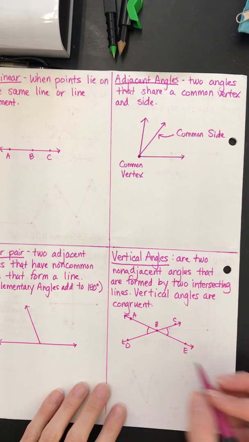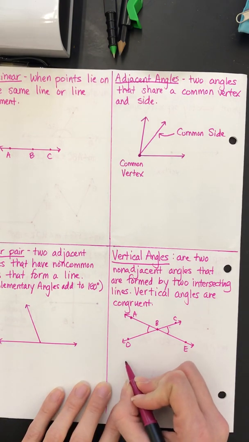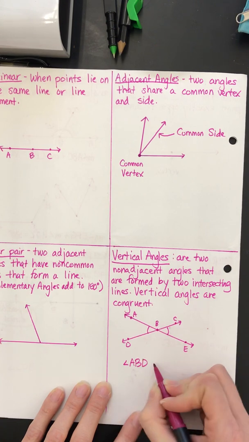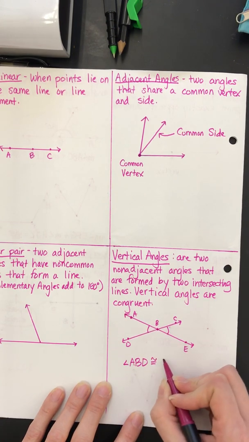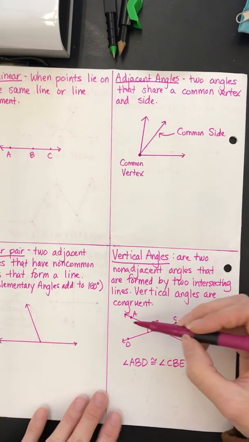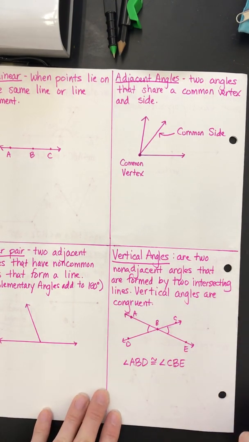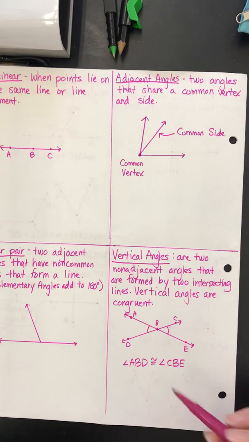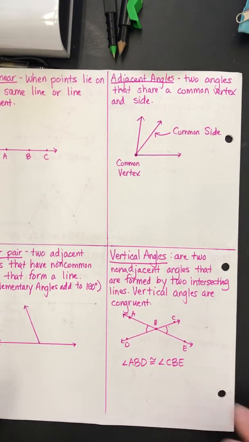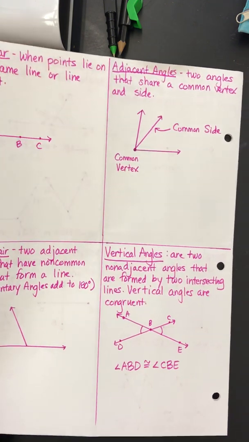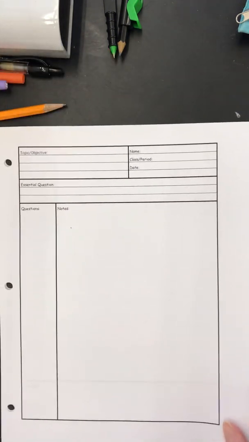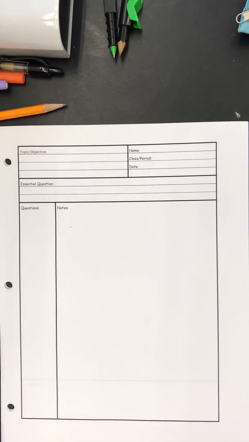We can also write a congruent statement for this. We can say that the measure of angle ABD is congruent to the measure of angle CBE. So this angle and this angle are congruent. I'm going to show you why they're congruent in just a moment. Go ahead and take out that note sheet that your teacher gave you, and we're going to write that topic in just a moment.